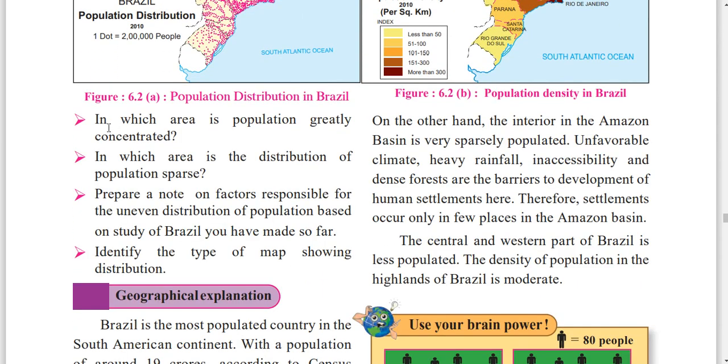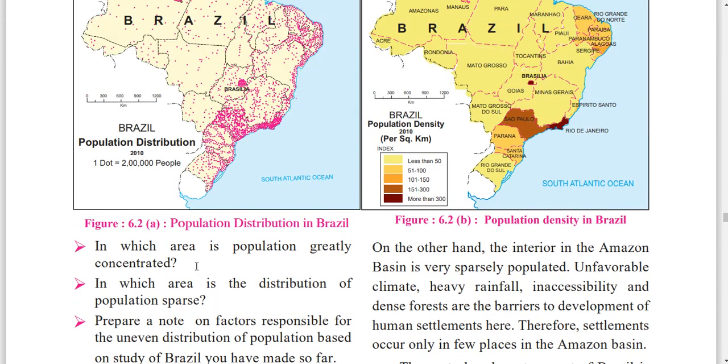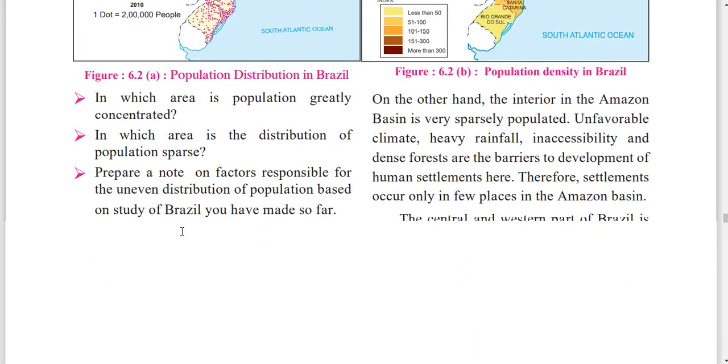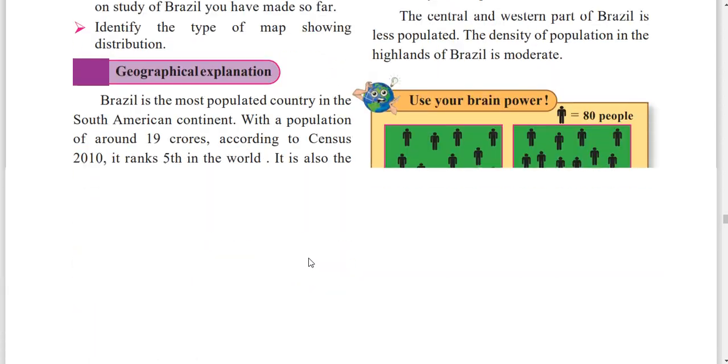Then the questions. In which area is the population greatly concentrated? In which area is the distribution of population sparse? Prepare a note on factors responsible for the uneven distribution of population based on the study of Brazil you have made so far. Identify the type of map showing distribution.